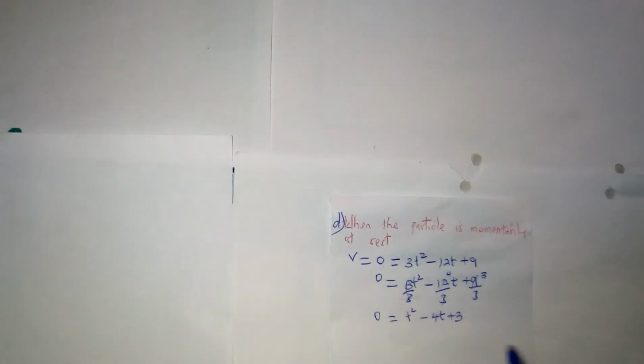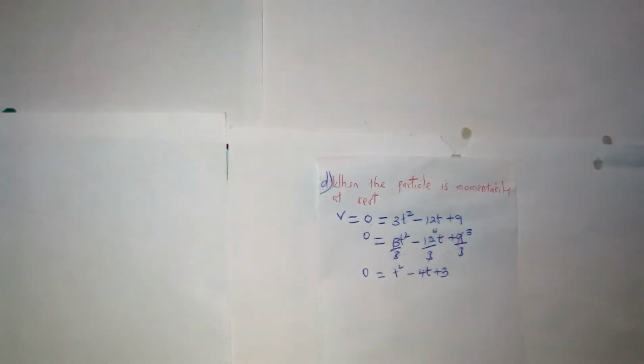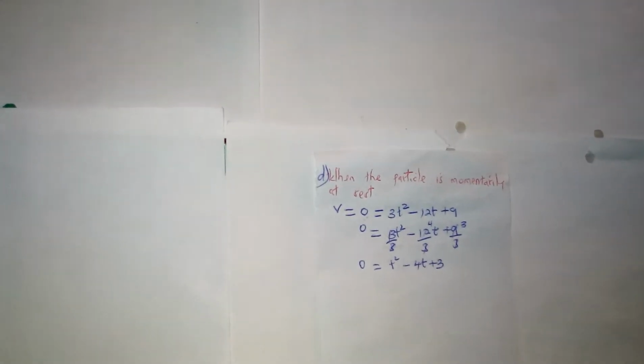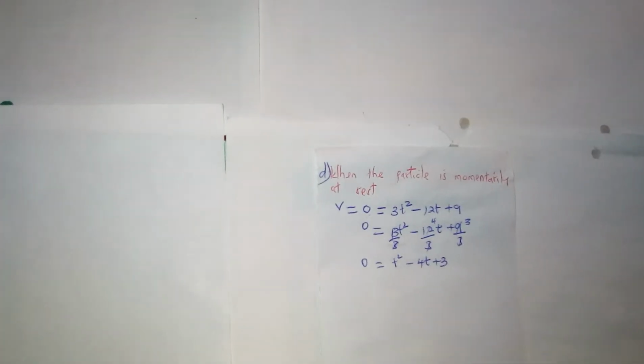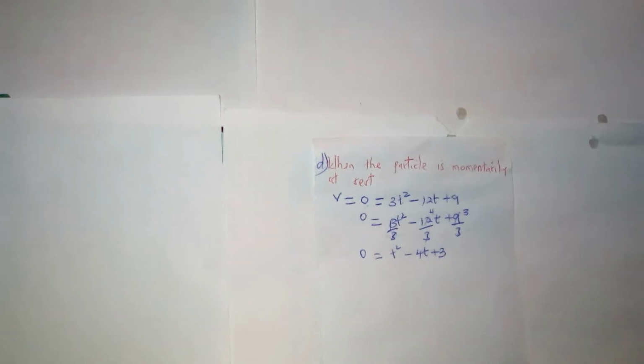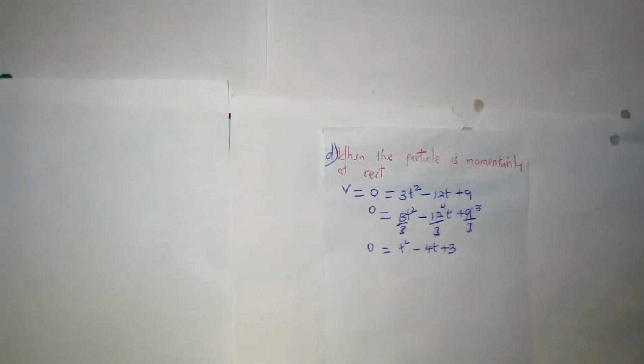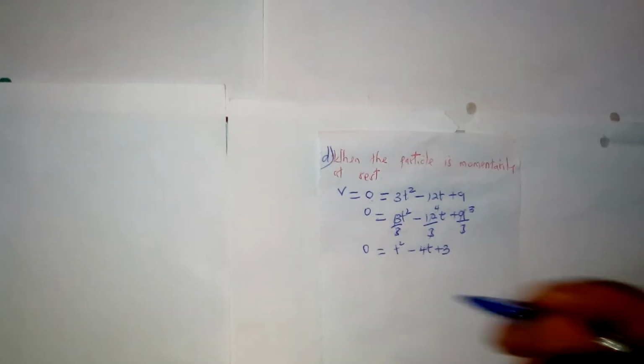Now from here I can use several methods to work out the value of t. First of all, you can use the quadratic formula, you can as well use the completing square method, or you can use the simplest one, that is the product sum method. So as per now, let us look at the product sum method to solve the value of t.